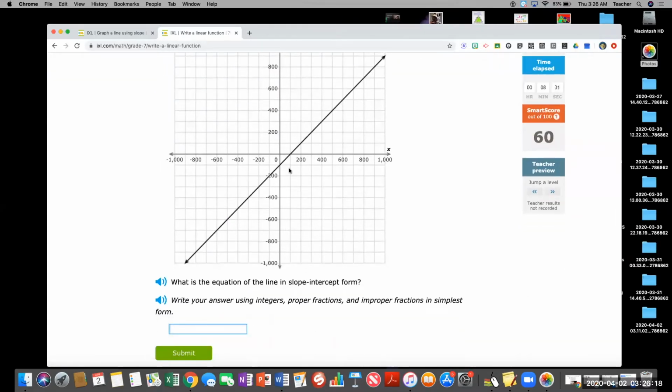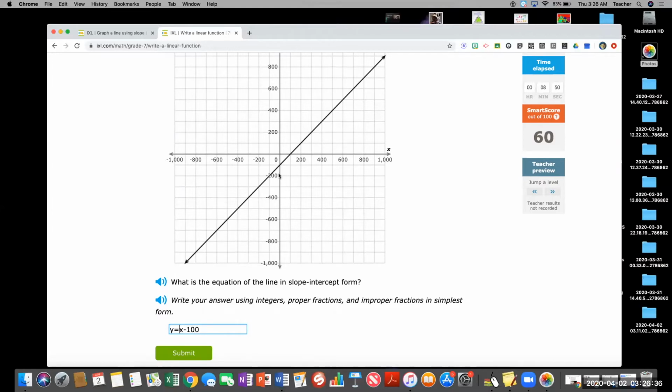So I can see my b, the y-intercept, is negative 100. So I'm immediately going to write y equals something happened to x minus 100. Now let's go back in front of the x and let's see what's happening to x.